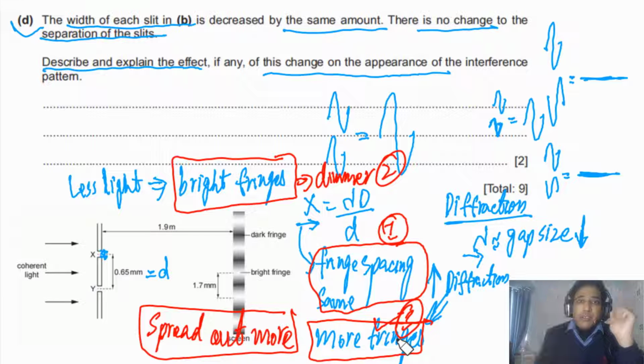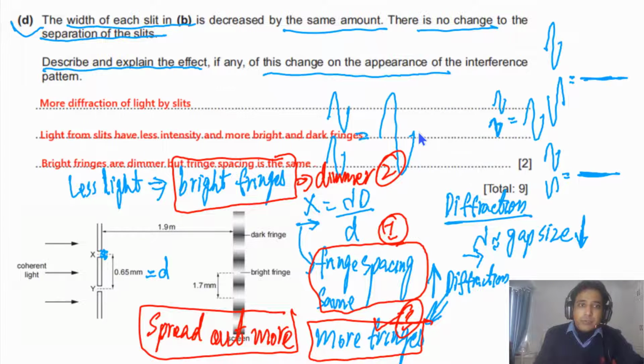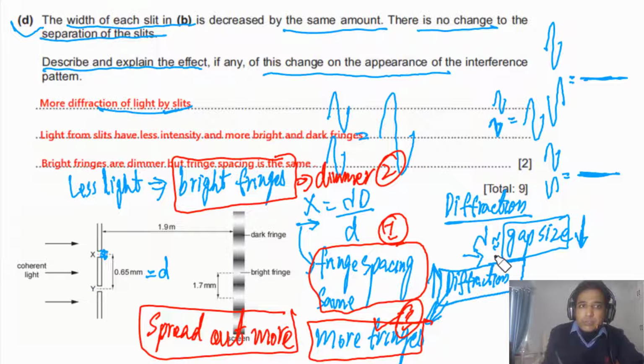Now let me show you the answer. For the answer of this question, simply you can write down these points. You can say more diffraction of light by slits because the gap size decreases while lambda is the same, so it means more diffraction. So that is one point you can mention.